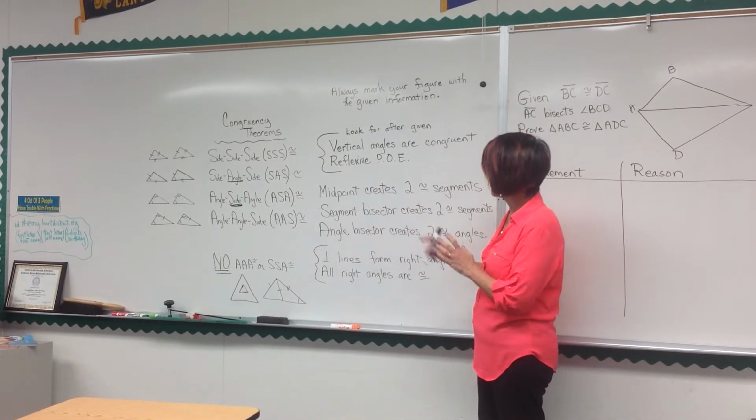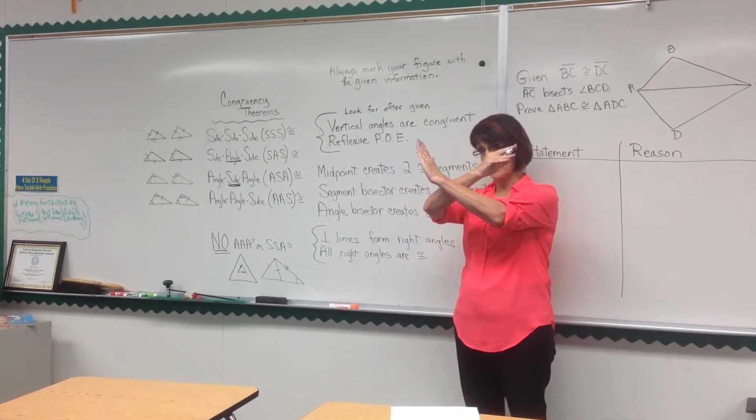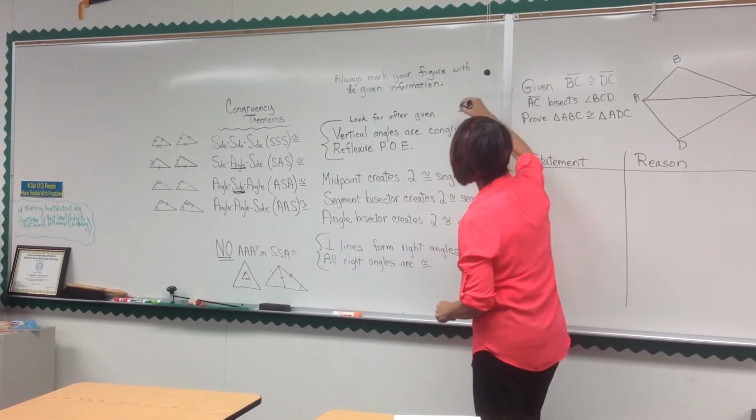So let's talk a minute about that. Vertical angles are angles formed by two crossed lines. Okay? I call them a butterfly.